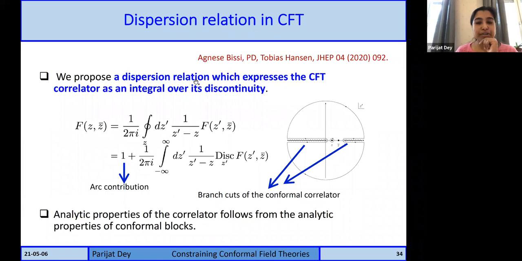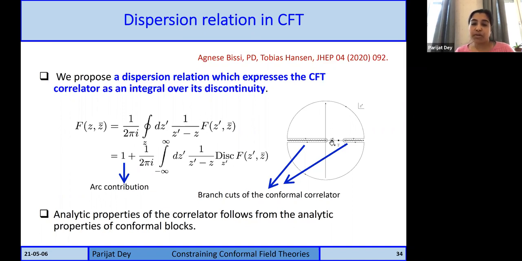So we propose a dispersion relation which expresses the CFT correlator as an integral over its discontinuity. This is the CFT correlator, and this is a single variable dispersion relation in terms of the variable z. The z bar variable, we just keep as it is. We do not do any dispersion relation in this variable. And we write the correlator. We are again following the same trick as Cauchy's residue theorem. So we write the correlator as a residue of this pole in the variable z prime.